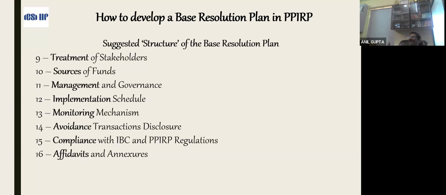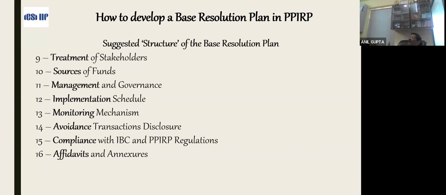And the implementation schedule: how the company is going to implement the base resolution plan or the best alternative plan, and the monitoring mechanism. To achieve this base resolution plan, some monitoring mechanism is also needed. How to monitor all these things is also to be developed. And the avoidance transactions, if any, that are brought to notice are mentioned in the base resolution plan, along with compliance with IBC and PPIRP regulations, and whatever affidavits or annexures there are, all are to be enclosed with the base resolution plan.